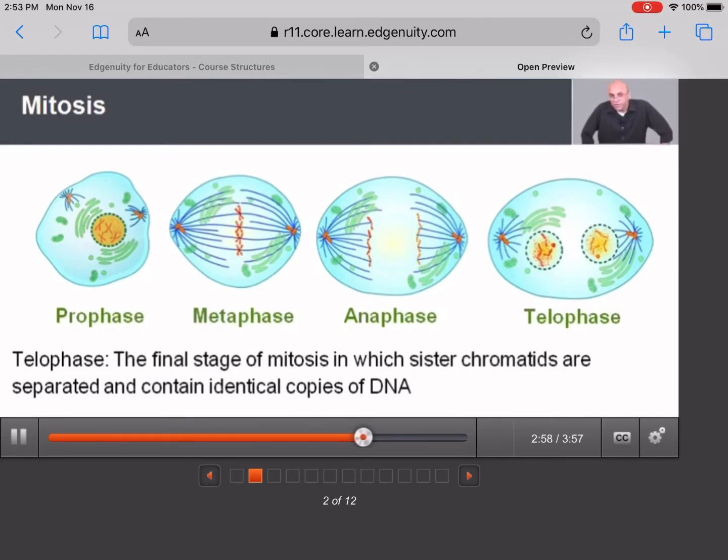We use an abbreviation that's called PMAT. Letters P, M, A, T. Remember PMAT. P for prophase, M for metaphase, A for anaphase, and T for telophase.